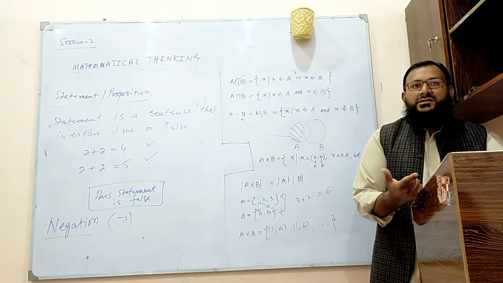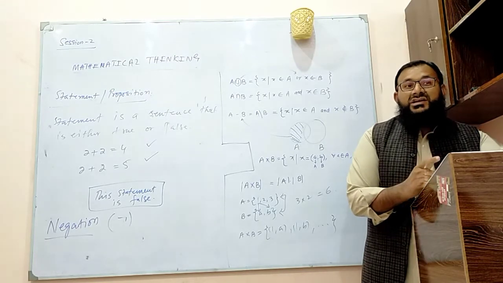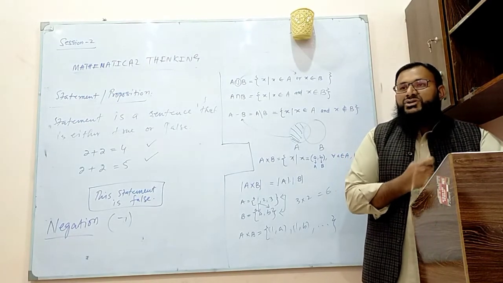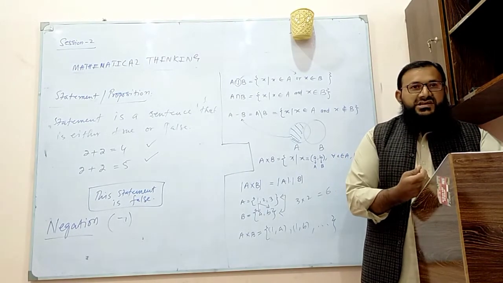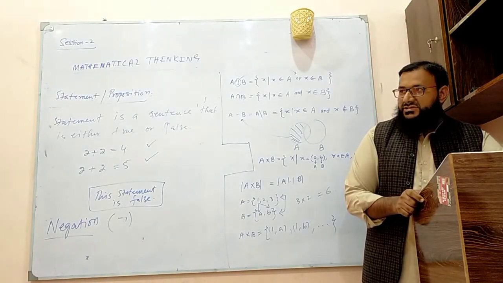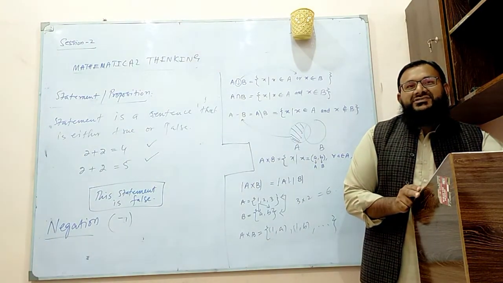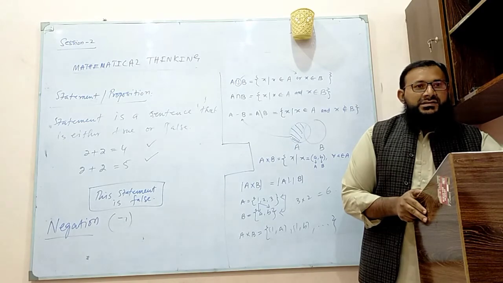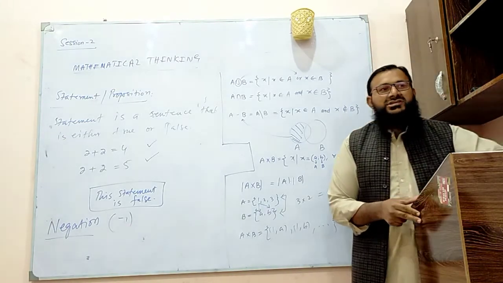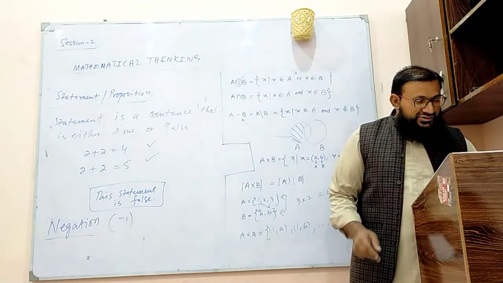But you can always decide whether your statement is true or false, and whether your negation is true or false. I say I am a doctor. It's a false statement. I say I am not a doctor. It's a true statement. So one thing out of these two will be either true or false. Both cannot be true at the same time, and both cannot be false at the same time.